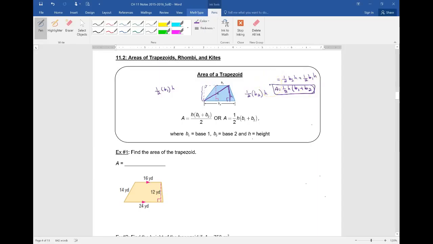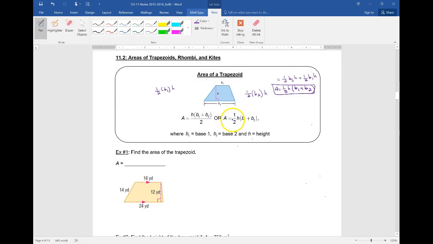Okay? So it's literally, when you split it up, you get two triangles which have the same height, but different bases. And if you put them together, that's the area of a trapezoid. If you look at a trapezoid, you've got two bases. We call them base 1 and base 2. Doesn't matter which one you call base 1, doesn't matter which one you call base 2.